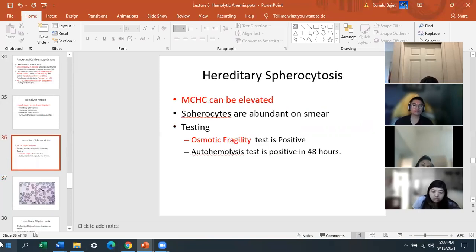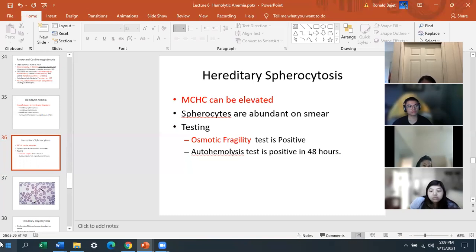But hereditary spherocytosis, like I said, the MCHC can be legitimately elevated, upper limits of 36, but not too much more, okay? 37 is acceptable, but if you see spherocytes on the smear, then that's the reason why you have a high MCHC. Spherocytes are abundant on the smear. I wish I had one in my collection where there's a whole bunch of spherocytes.